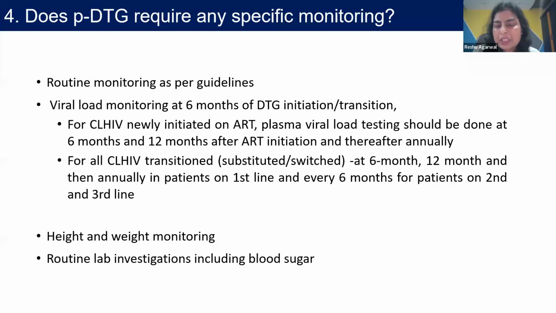For the children who are transitioned to a DTG-based regimen, it has to be done at 6 months, 12 months, and then annually for first line, and every 6 months if the child is on second line or third line ART. Height and weight monitoring is very important, because DTG has a very robust response, and studies show that children really respond very well to DTG. So there might be immune reconstitution, the child might be gaining weight and height, and that's where their dosages may need to be adjusted. So please do keep monitoring the height and weight of the babies.